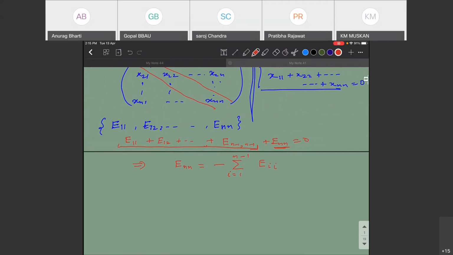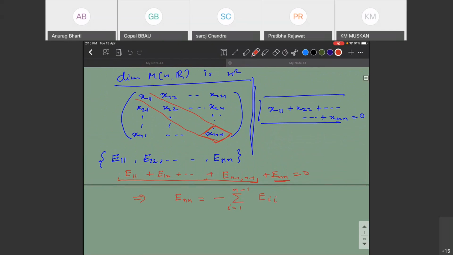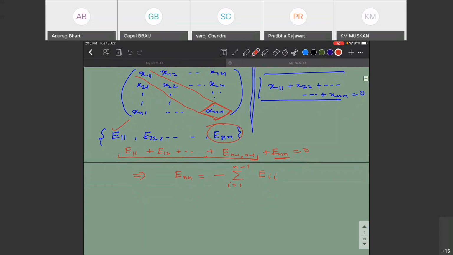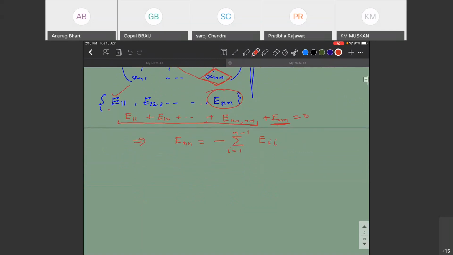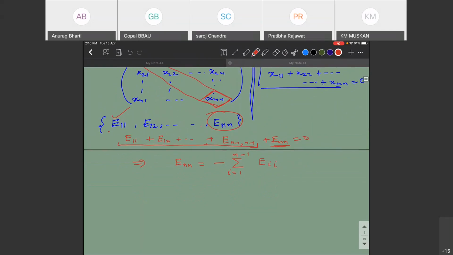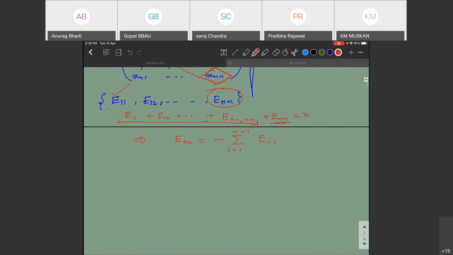So the only thing which is, okay, choices for, so you have freedom of choices. How many freedom of choices you have? So for E11 you have freedom of choice, for E12 there is choice, except this last one. Okay, if you know E11 to E(n minus 1)(n minus 1), then you must know Enn. So for Enn, there is no choice.